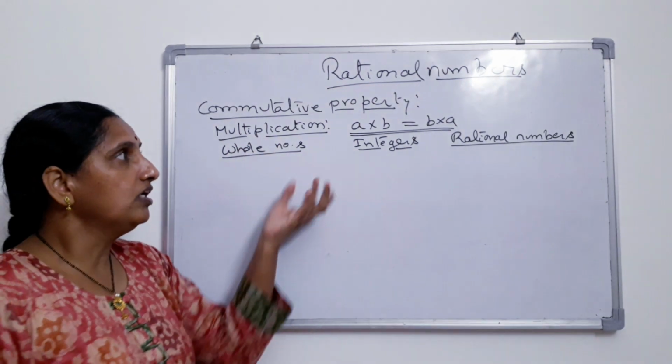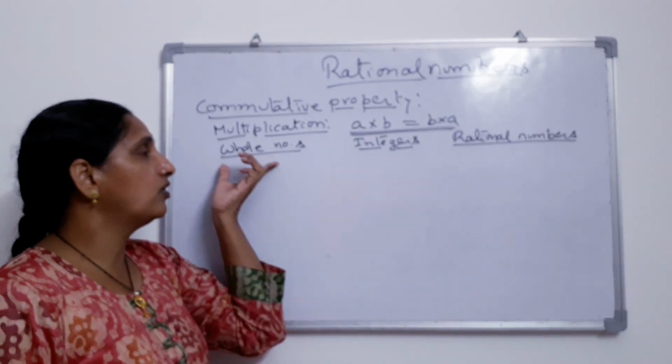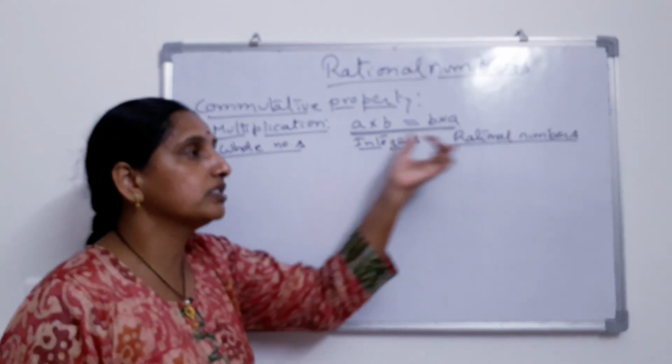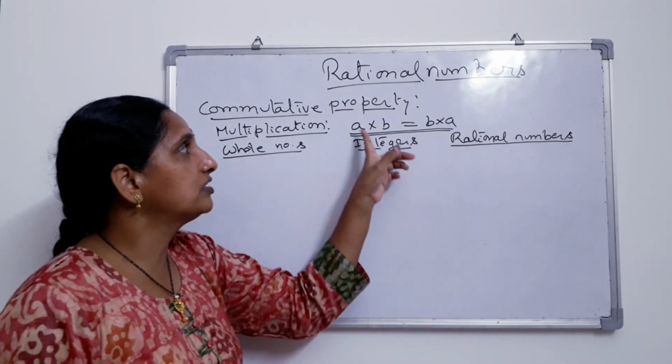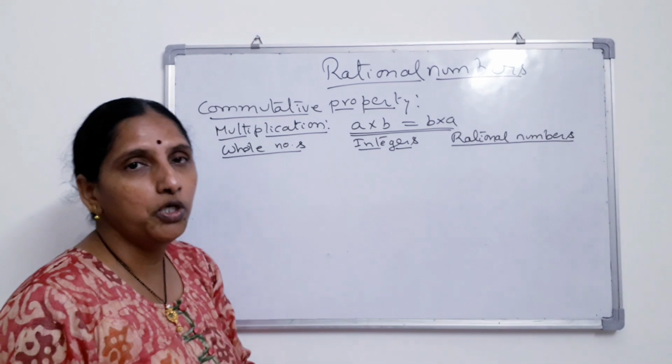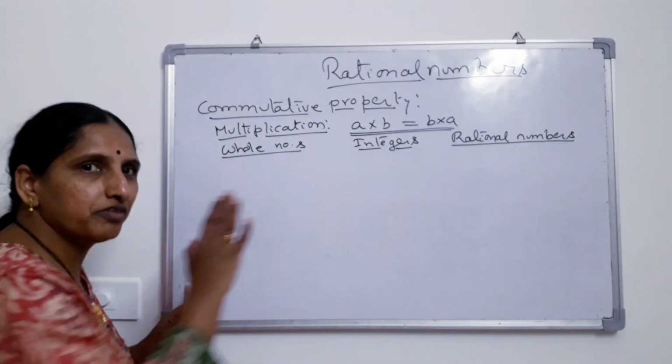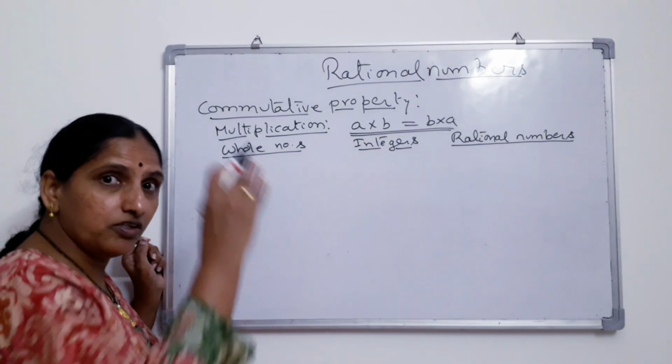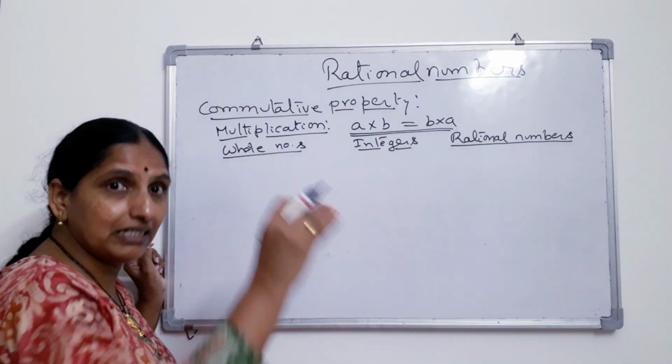What is the general rule? For all values of numbers belonging to whole numbers, integers, or rational numbers, they should all satisfy a into b is equal to b into a. So I am not going with the general form, because you are already practicing it every day.